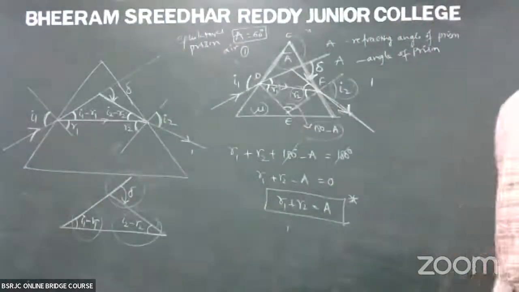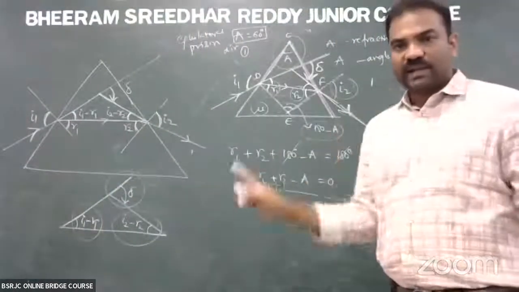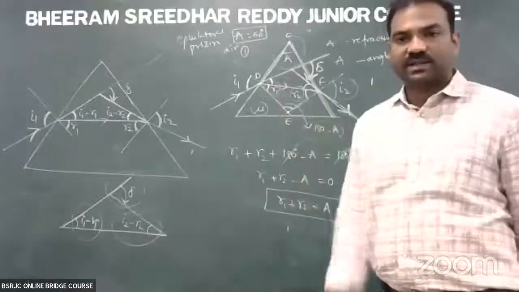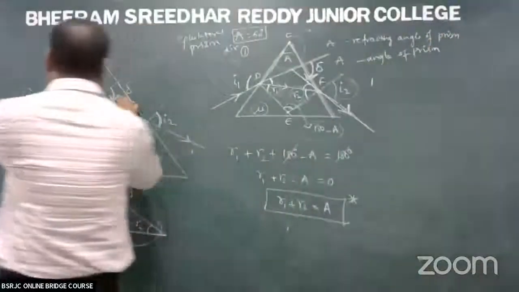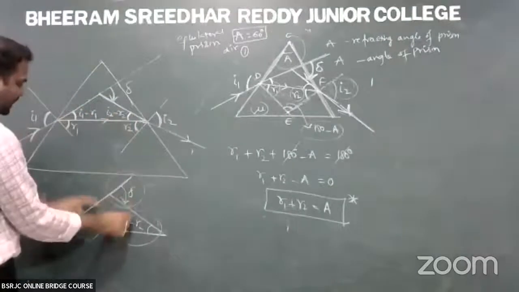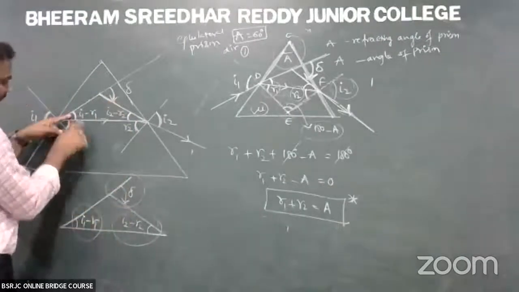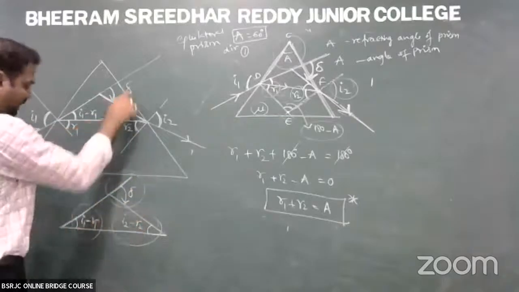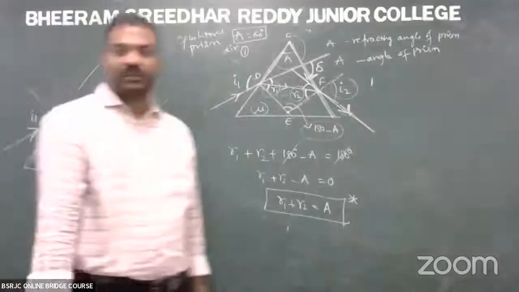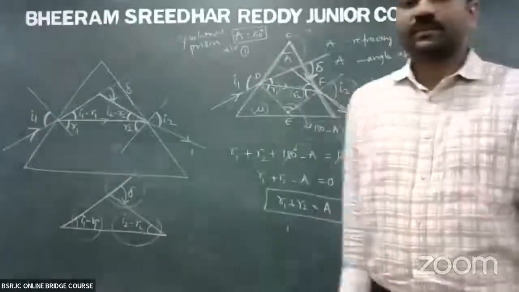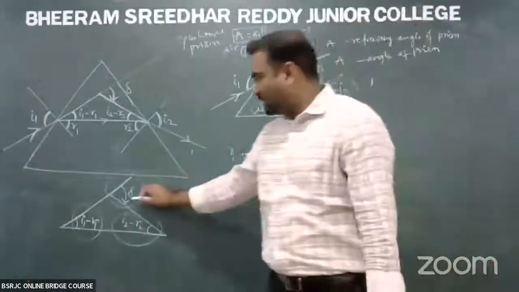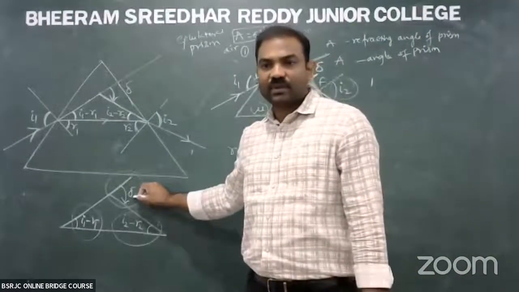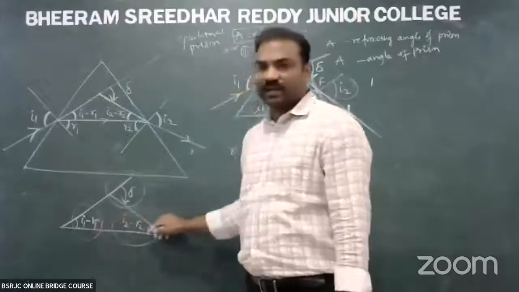Mahi, I'm explaining only. So a triangle is there, and in the triangle we are discussing angles. The same triangle I am drawing here. One angle is I1 minus R1. Other angle is I2 minus R2. The other angle is delta, the deviation. Mahi, okay? This is called the external angle. These two are called the internal angles.